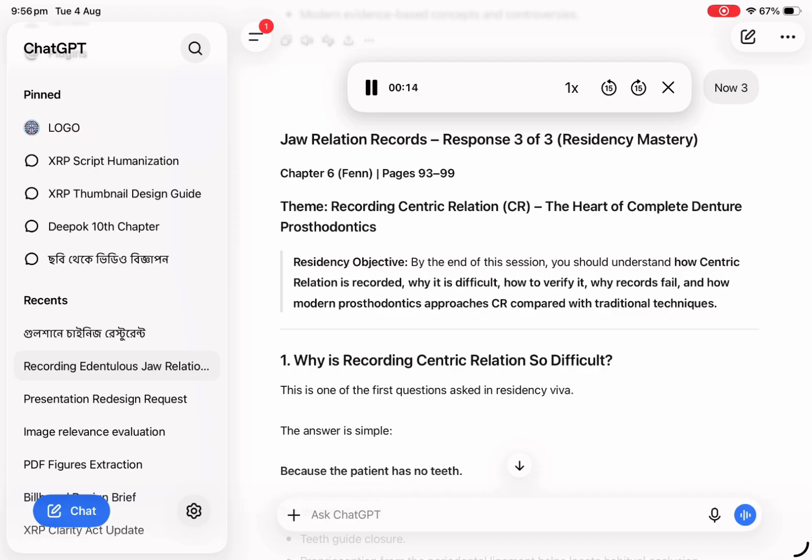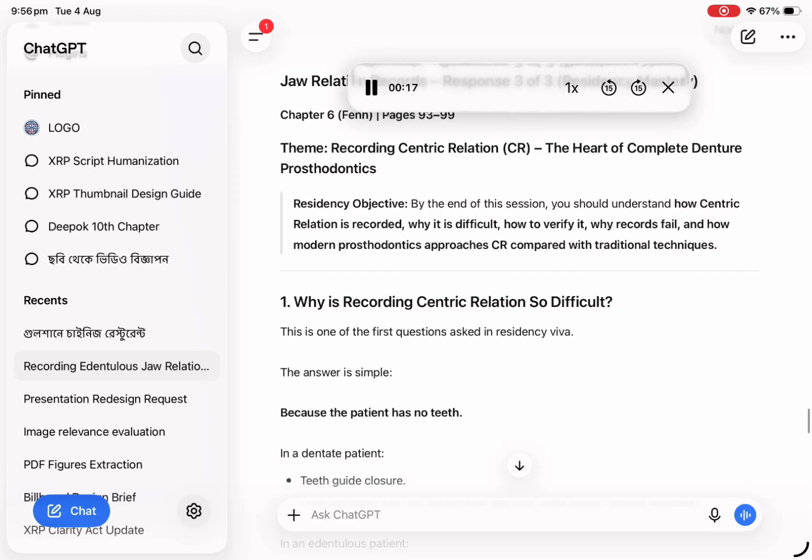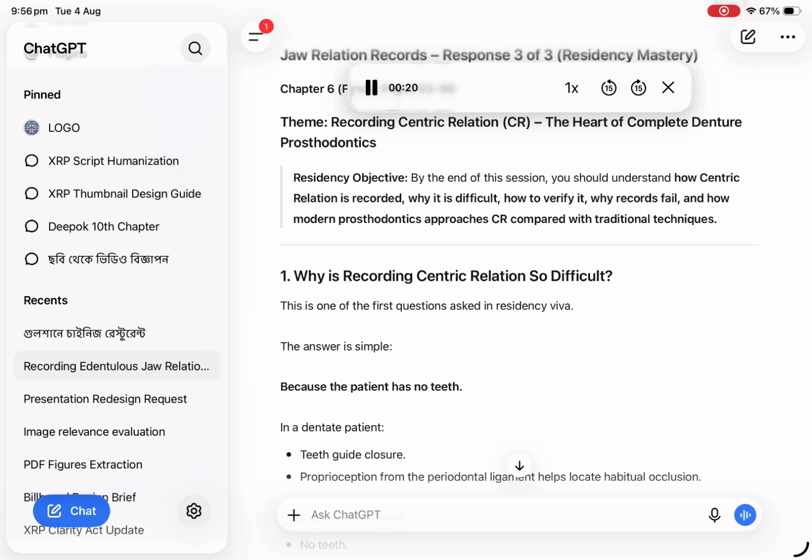Open quote, residency objective. By the end of this session, you should understand how centric relation is recorded, why it is difficult, how to verify it, why records fail, and how modern prosthodontics approaches CR compared with traditional techniques. Close quote. Number 1.